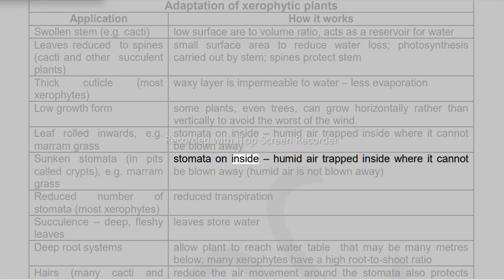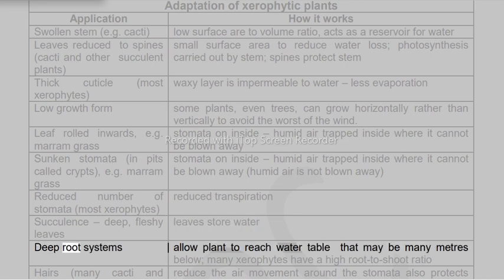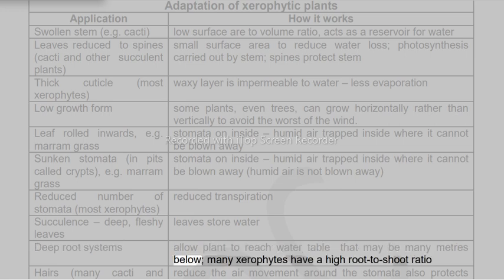Stomata on the inside, so humid air is trapped where it cannot be blown away. Reduced number of stomata, in most xerophytes, reduces transpiration. Succulents have deep, fleshy leaves; the leaves store water. Deep root systems allow the plant to reach the water table, which may be many meters below.